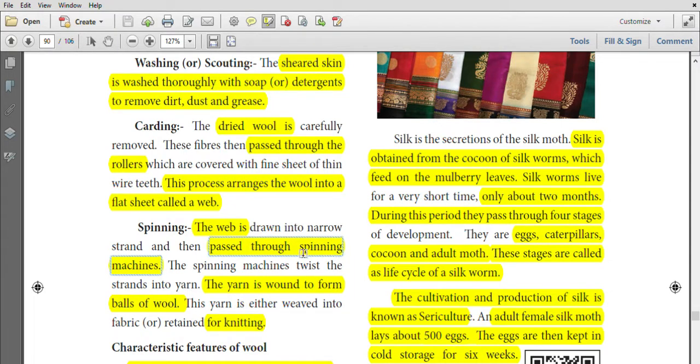The web is then passed through spinning machines. The yarn is wound to form balls of wool for knitting.